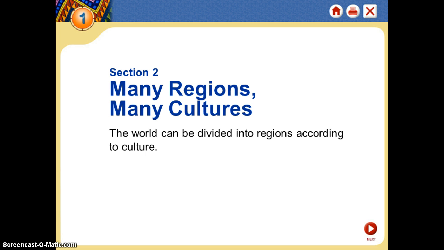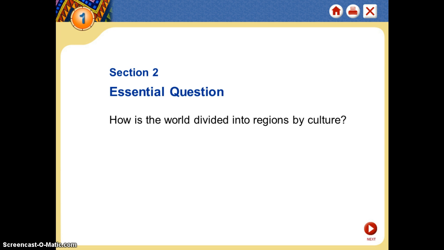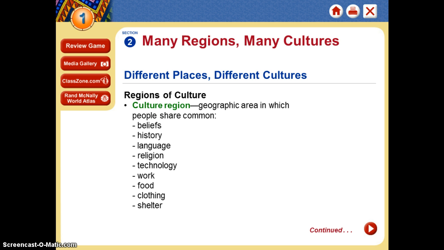What we're going to discuss is the fact that the world can be divided into regions according to culture. We've already talked about that a little bit. Our essential question is how is the world divided into these regions by culture? So let's first discuss what a culture region is. A culture region is simply defined as a geographical area in which people share a common thread. That thread is a culture trait.